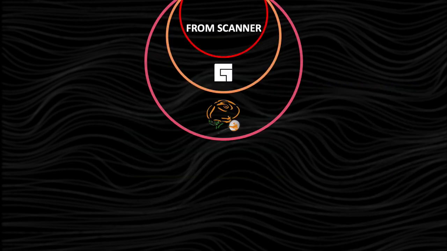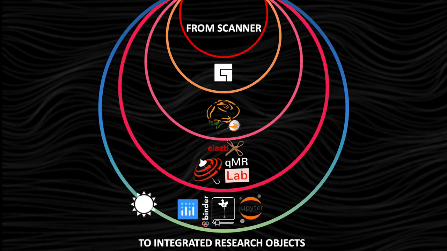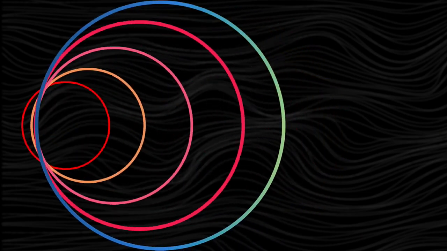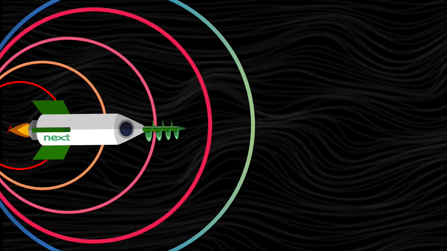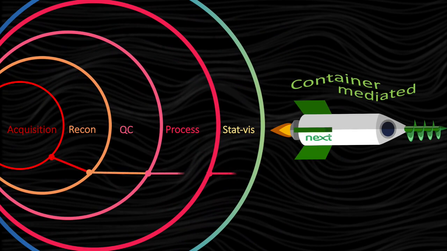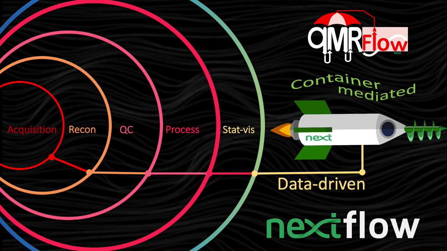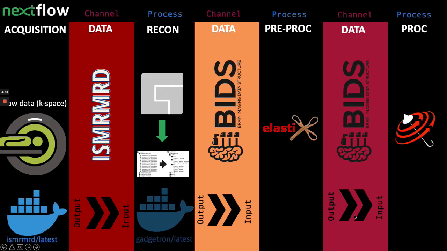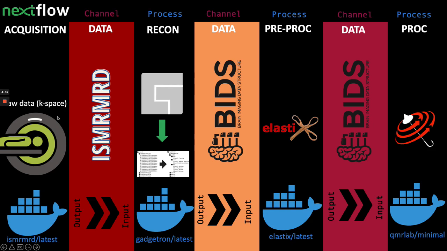So to create fully transparent papers from scanner to publication of integrated research objects, I developed qMRFlow. It's a set of container-mediated and data-driven quantitative MRI pipelines that are powered by Nextflow. Here's an example qMRFlow. It starts with the conversion of k-space into ISMRMRD data format, and then it calls Gadgetron to perform reconstruction and converts data into qMRI BIDS format. And this is followed by motion correction using ElastiX, and finally, again, qMRLab for performing T1 mapping.